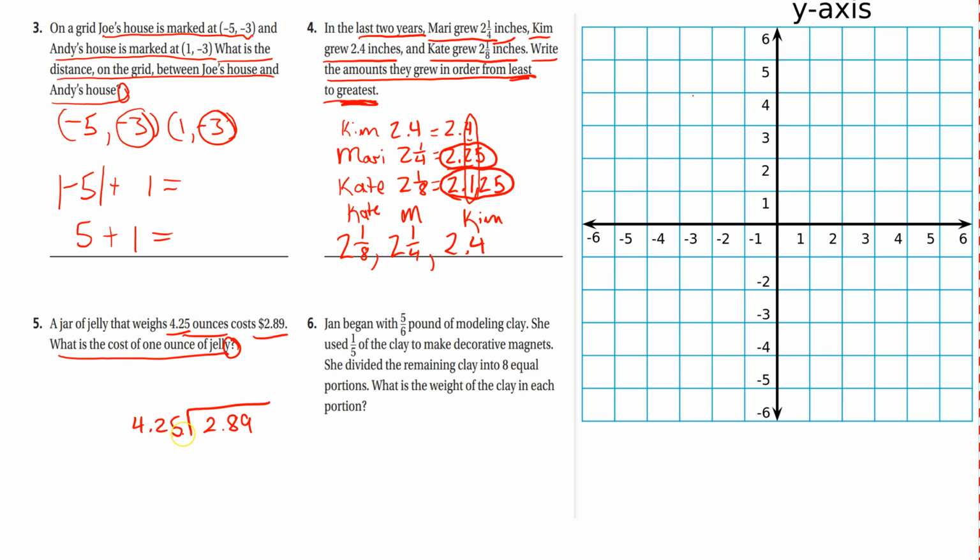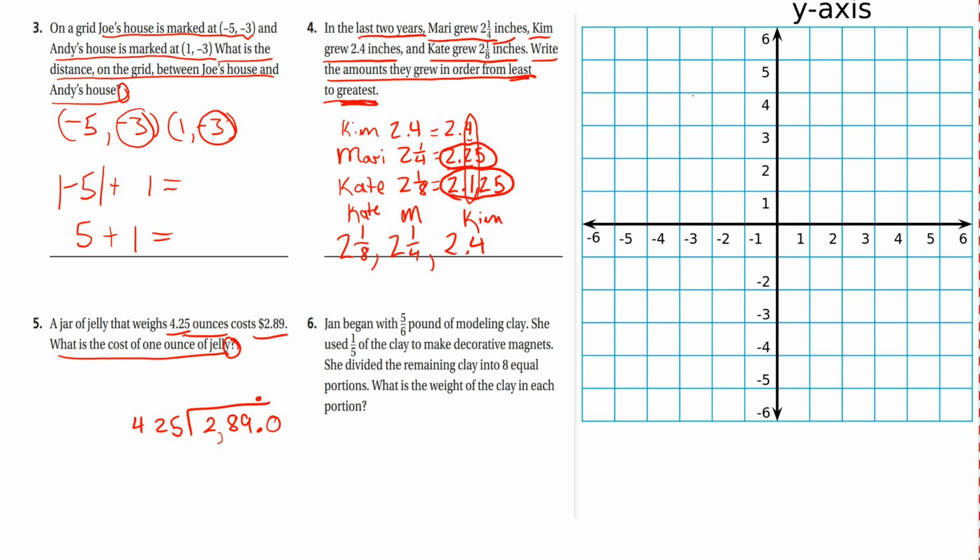So we want to move our decimal over twice to get rid of it. That's going to make this 425. And if we move the decimal over twice out here, we have to move the decimal over twice inside as well. So I delete that. My decimal is going to be back here. I bring it straight up. Okay, 425 can't go into 289, so I add my 0. So now we're looking at 2,890.